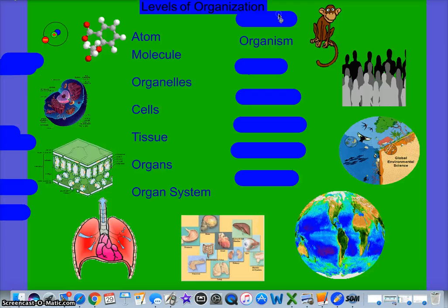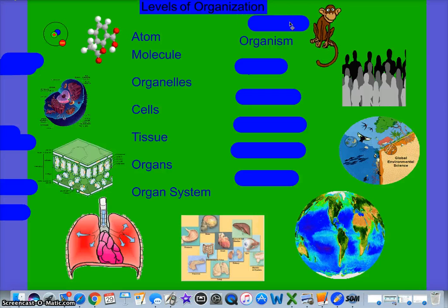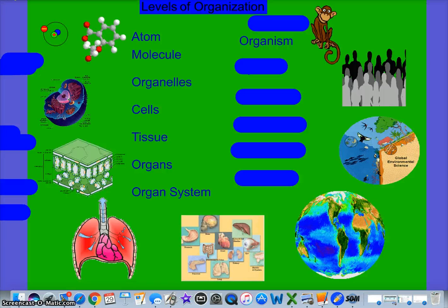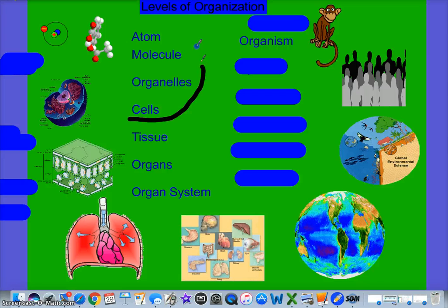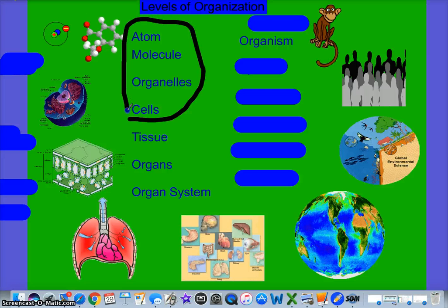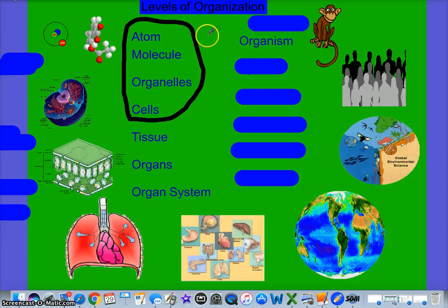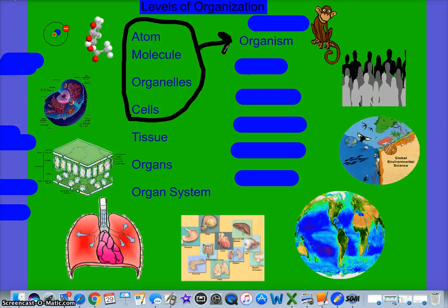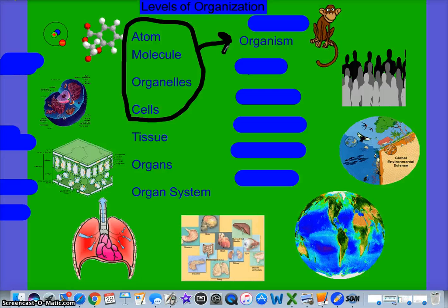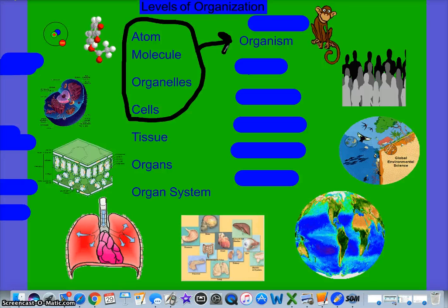Yes. Now, I'm going to pause here for a minute, and I'm going to show you. Can this be an organism? Let's say we have all of this, but we don't have tissues, we don't have organs, we don't have organ systems. Can this be this? Yes. Okay? So the levels of organization get more and more complex depending on the complexity of an organism.